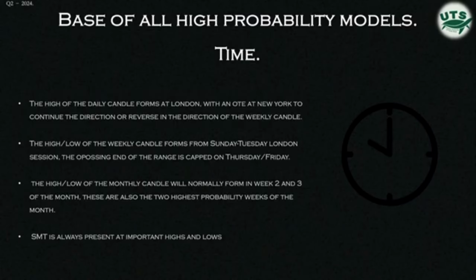The high or the low of the monthly candle will form in week 2 and 3 of the month. These are also the 2 highest probability weeks of the month. SMT is crucial. SMT is available at all the important highs and lows.